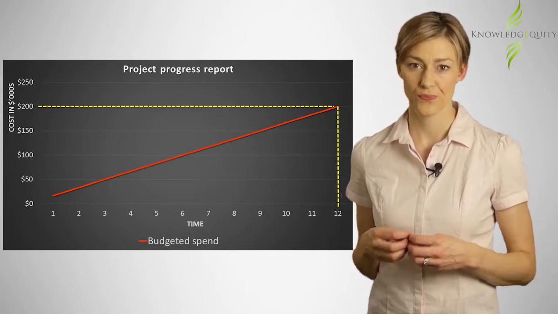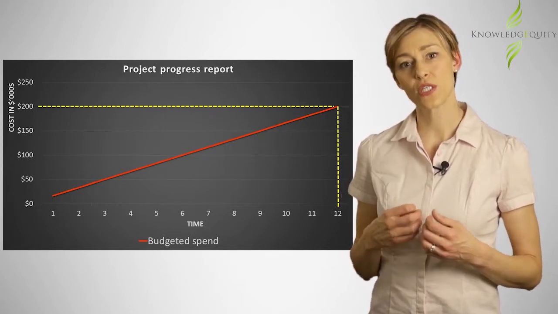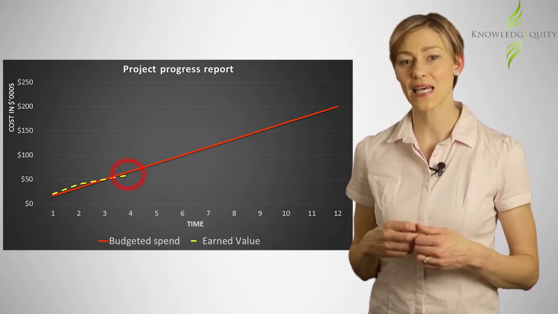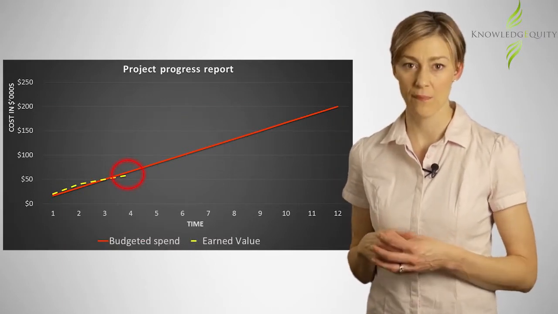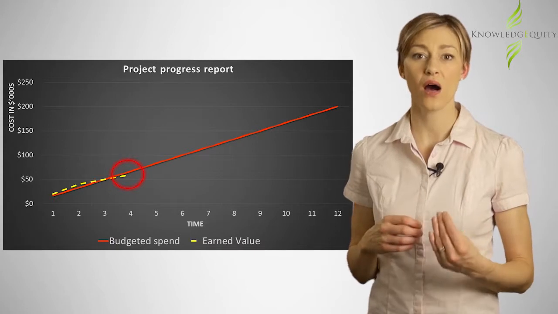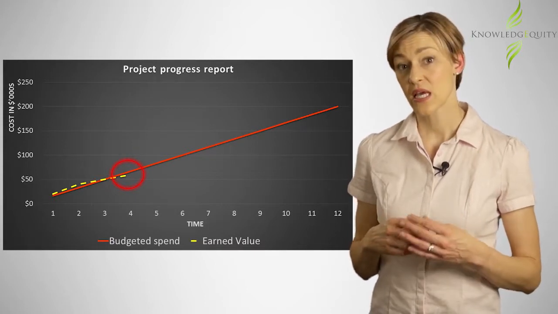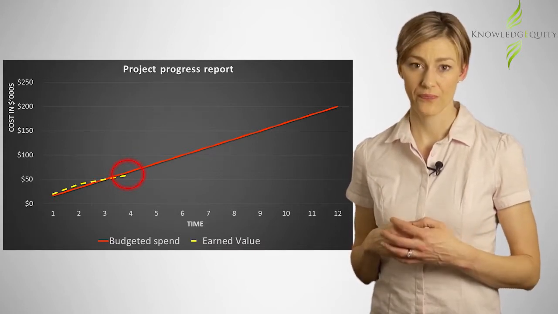budgets and timelines. The earned value is shown as the dashed line, and in this case it is below the budget data line, which shows that we are behind schedule. That is, the schedule variance is negative.